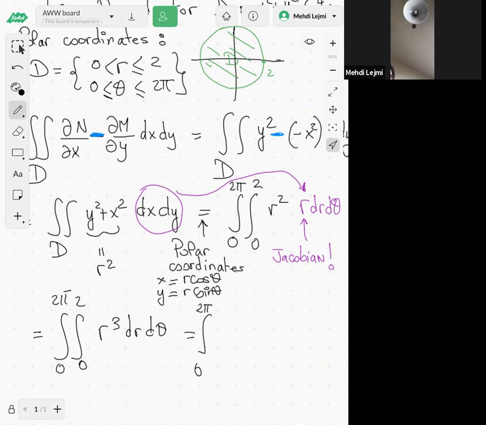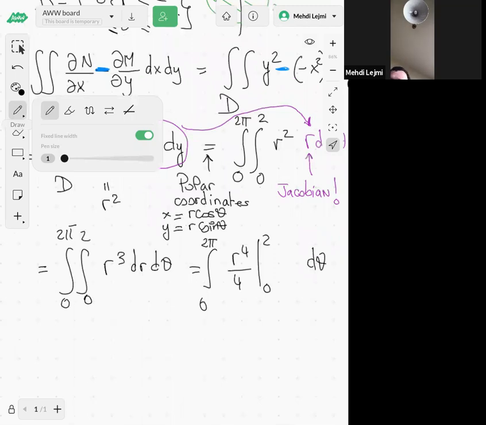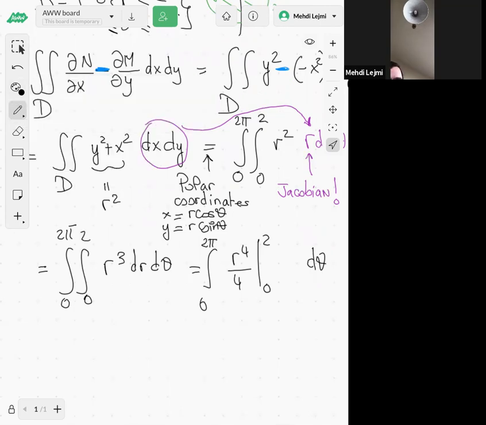So then the integral of r cubed would be r to the 4 over 4, between 0 and 2, d theta, right? So when r is 2, 2 to the power 4 is 16, 16 over 4 is 4, right? So this will be just the integral from 0 to 2 pi of 4 d theta. Well, 4 is just a constant, so that will be 4 theta between 0 and 2 pi. So when theta is 2 pi, that will be 4 times 2 pi, that's 8 pi.